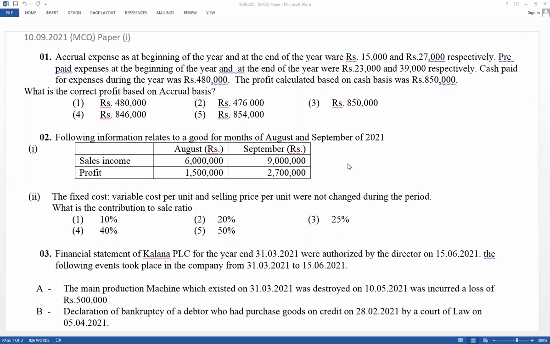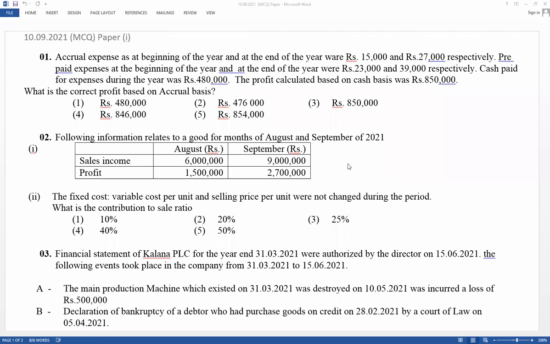Think about variable cost and fixed cost. They are defined in the paper. Total variable cost changes proportionately. It means when quantity increases, total variable cost also increases proportionately. When quantity decreases, total variable cost also decreases proportionately. But average variable cost is not changed. Whether quantity increases or decreases, average variable cost is not changed.